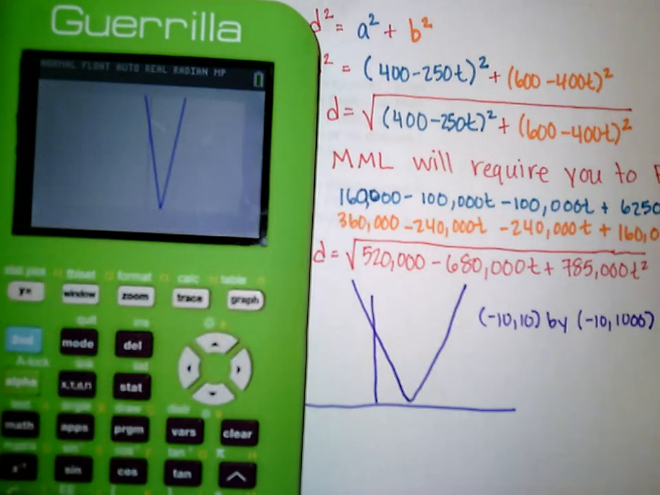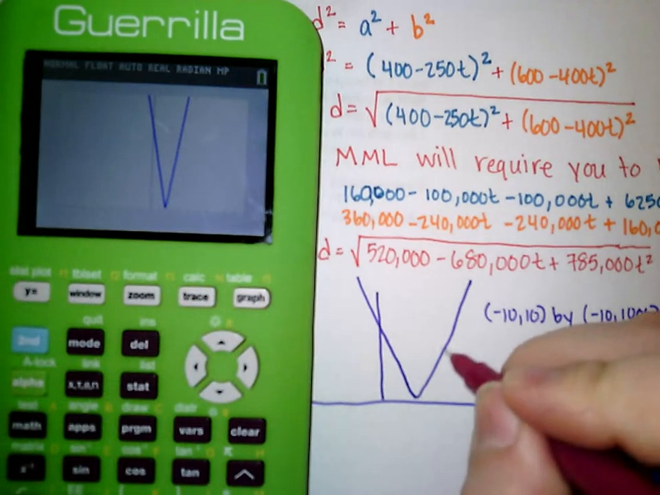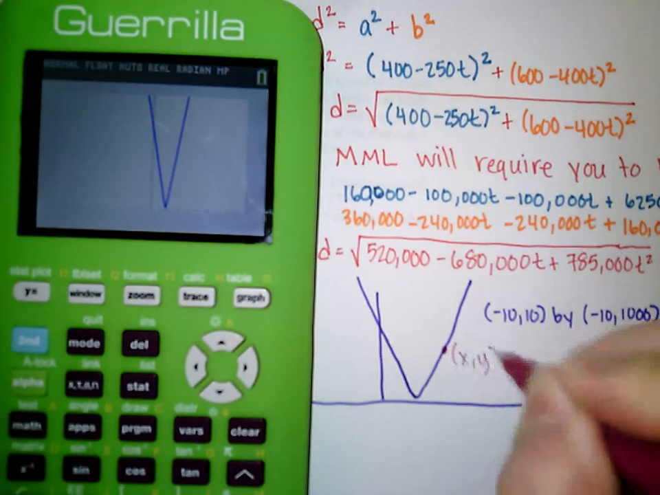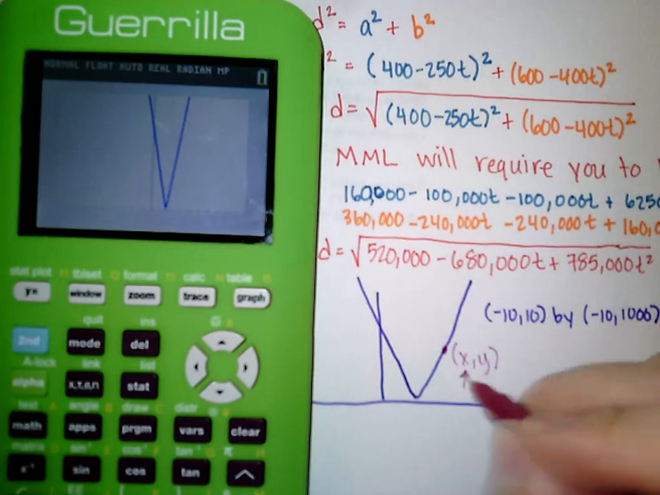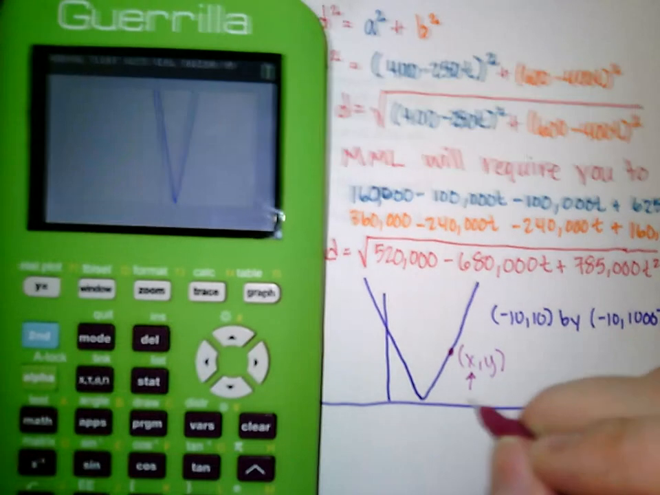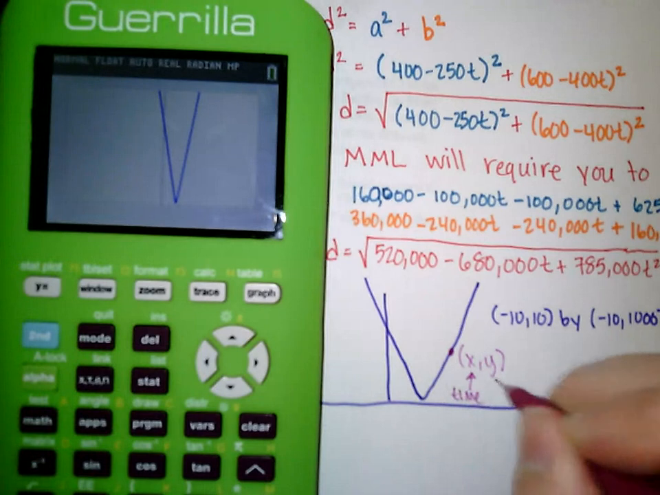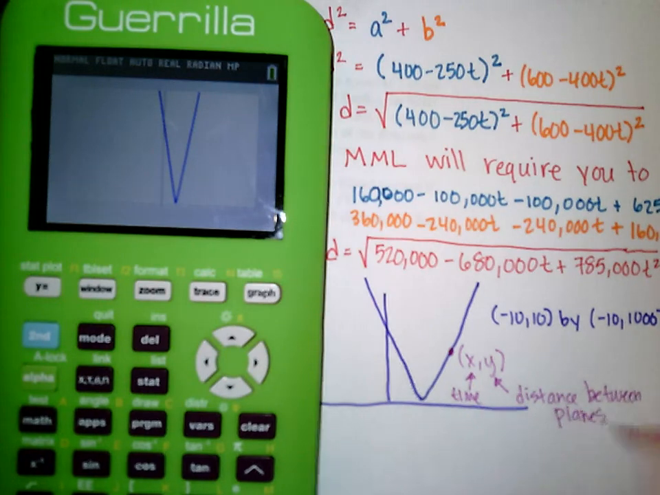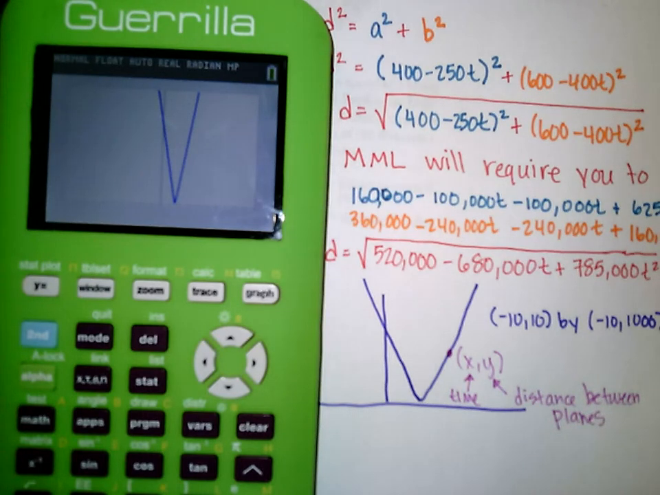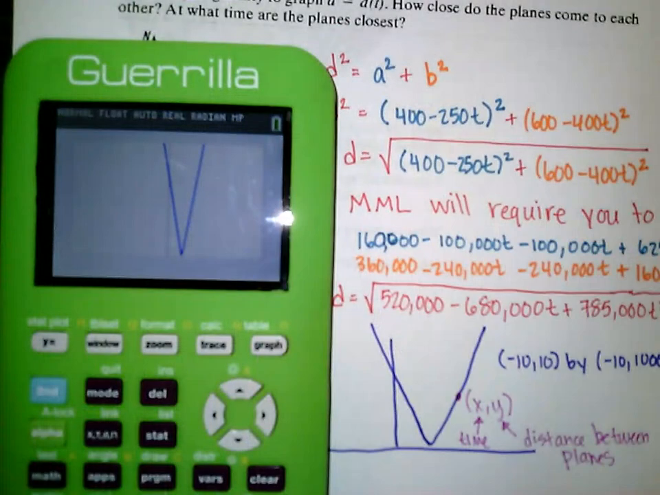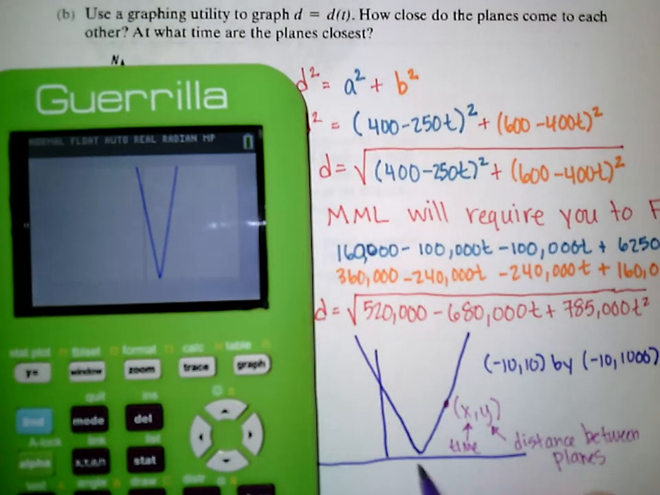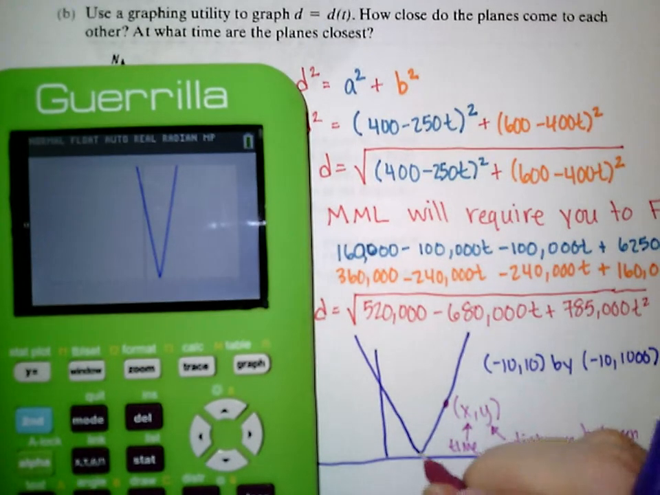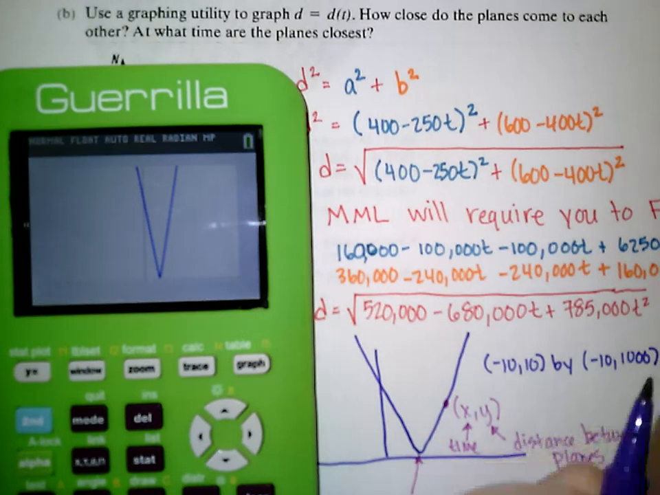So remembering that each ordered pair that's on here has an x and a y coordinate. In this problem, the x coordinate, remember, was representing the time, and the y coordinate was representing the distance between the planes. So on this entire graph, where would the plane's distance be smallest? In other words, where would the planes be closest? Well, that's going to happen right here at this relative min.